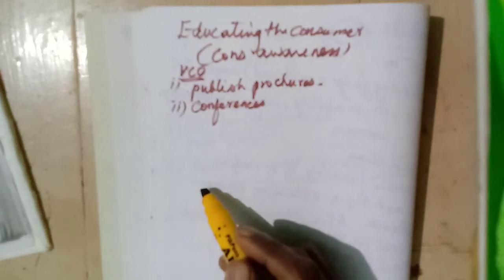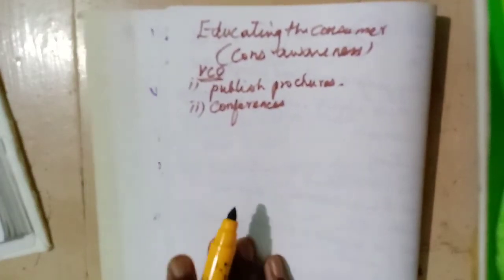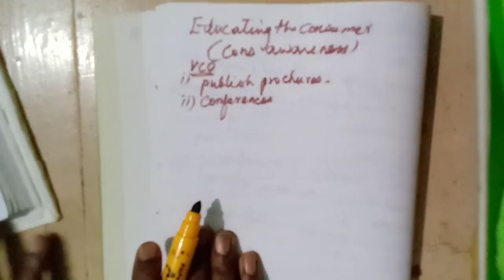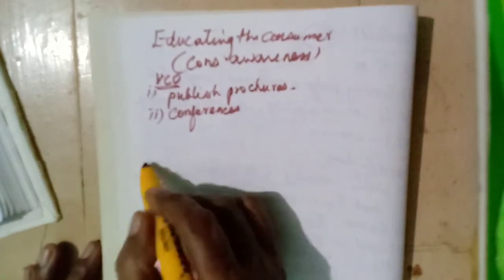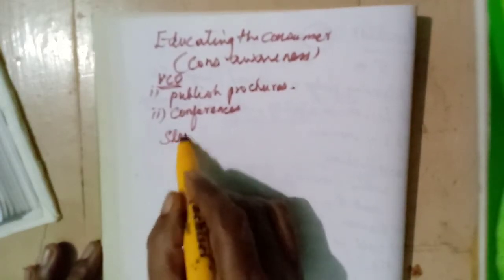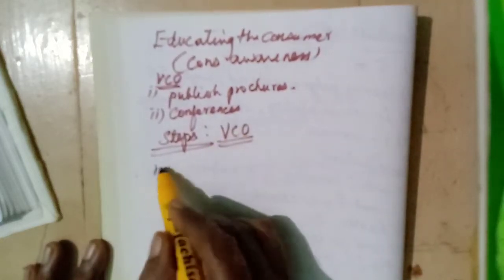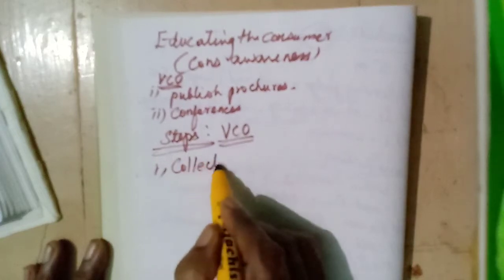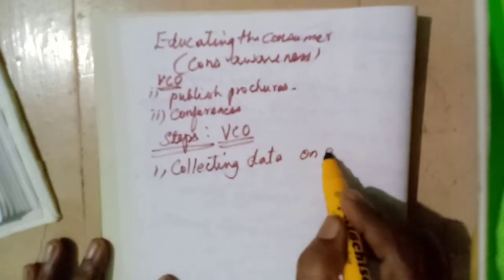So all these are what they have to educate the consumers about. How are they educating the consumers? So they must follow some steps. First one, collecting data on different products and testing them. What do they do? Steps that the voluntary consumer organizations follow. They are collecting the data on different products.